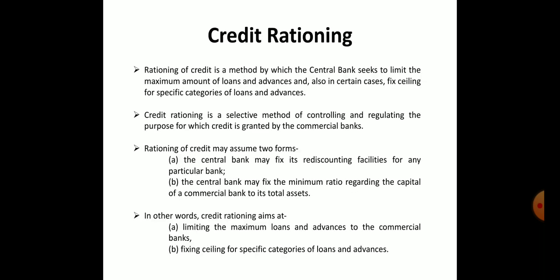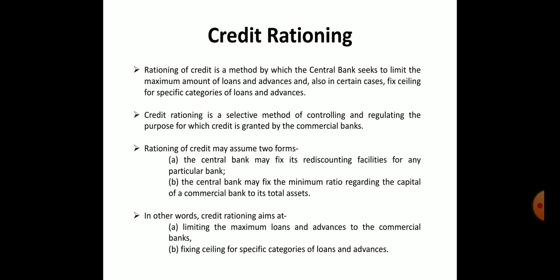So the first qualitative or selective technique for credit control is credit rationing. Rationing of credit is the method by which the central bank seeks to limit the maximum amount of loans and advances in certain cases, fixing the ceiling for specific categories of loan. The ceiling is basically the higher limit, the maximum limit.